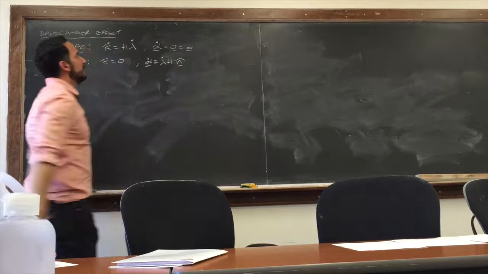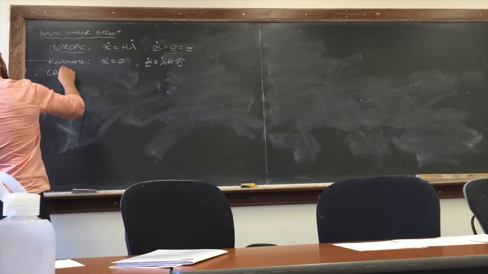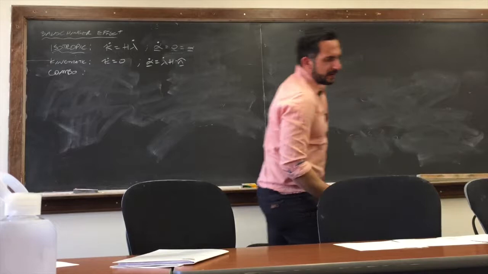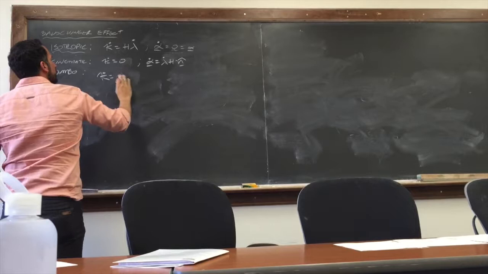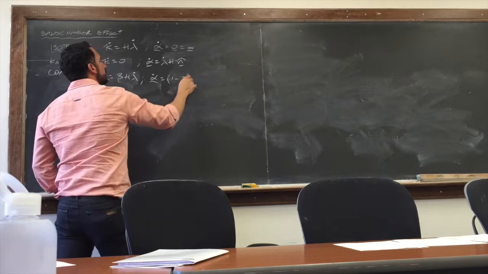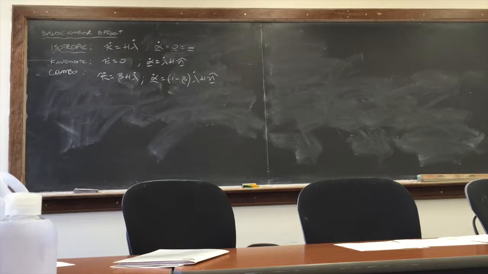So some smart guy somewhere thought, well, why not combine it? It looks like an easy linear combination to make. So someone introduced the beta parameter, which says, let kappa dot equal beta H lambda dot. And then if you do that with kappa, then this one is 1 minus beta lambda dot H and H. Set beta equal to 1, you get the isotropic hardening. Set beta equal to 0, you get kinematic hardening. Set it in between those two values, you get some combination of the two. Why not?